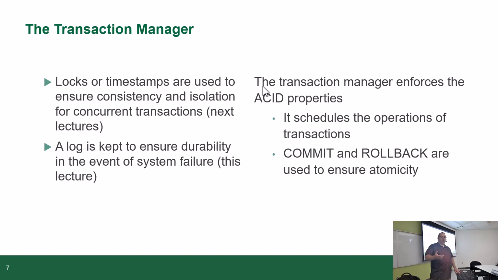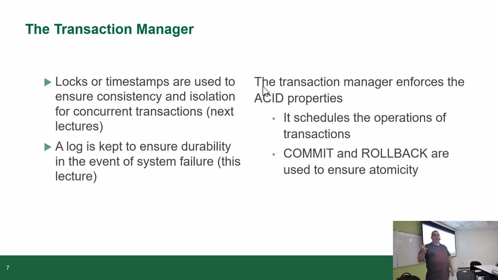The transaction manager enforces the ACID properties. It schedules operations of transactions, so every so many milliseconds it does things. And it uses two commands called commit or rollback. Commit means it's the end of the transaction block and everything is good, so you're now allowed to write it to the database. And rollback means you've reached the end, but something went wrong, so undo.